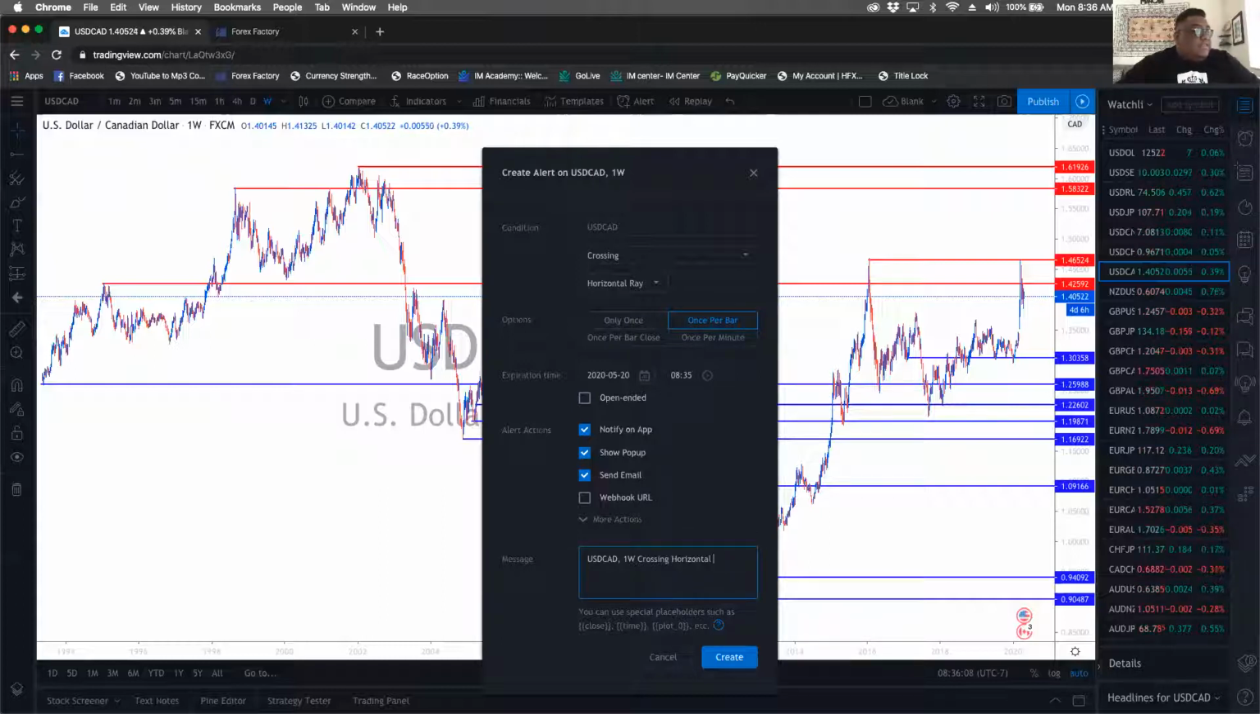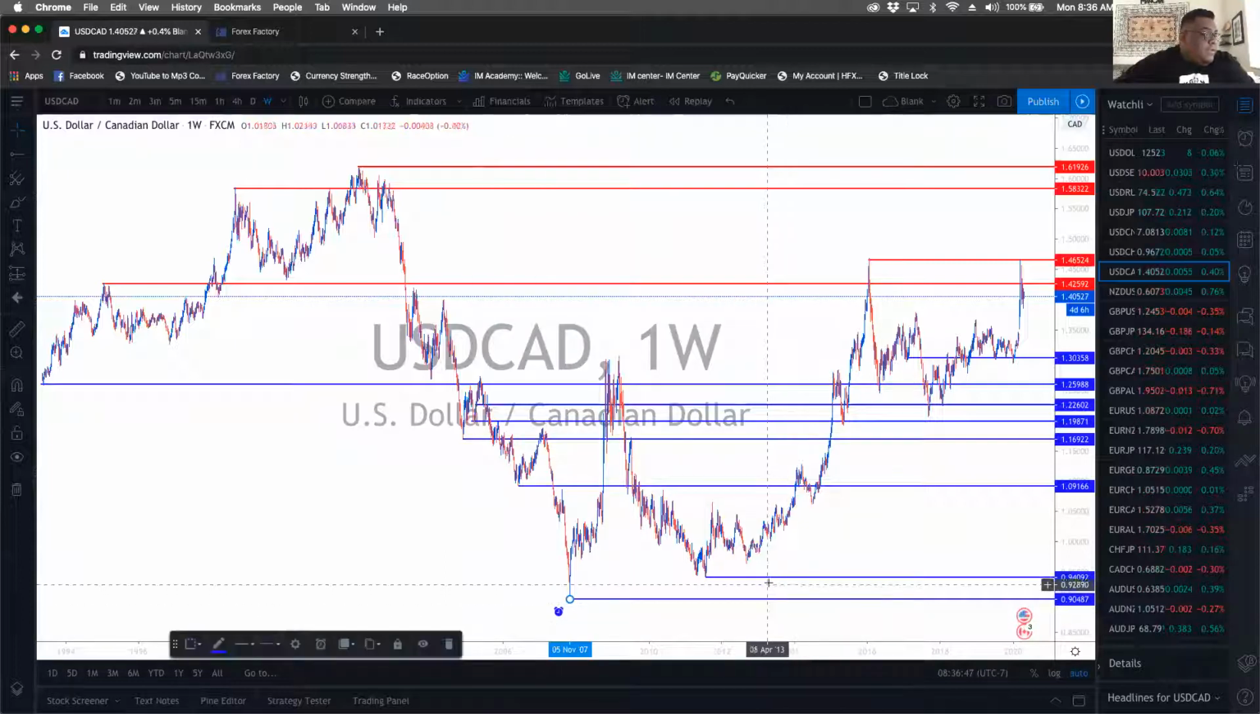and then you're gonna go ahead and just change the message to USD CAD weekly support cross or cross down, right? So when it's obviously breaking it, it's gonna be a cross down on the support to let you know which way the market is going, okay? So we're gonna go ahead and copy this message because we're gonna place it on all of our blues. Okay, boom, create. Now we're gonna go to the next one.